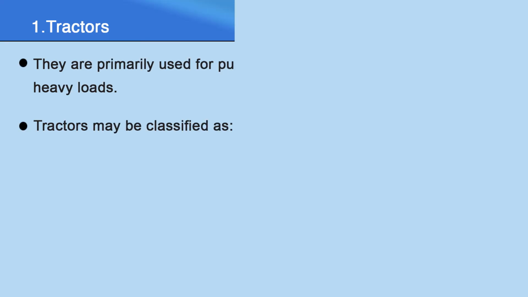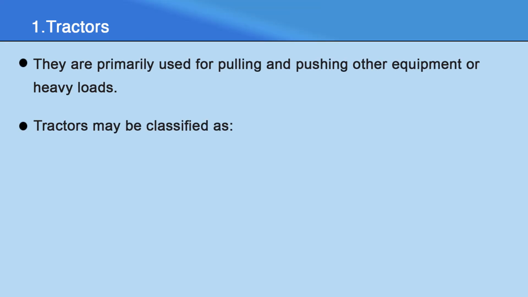Third, hauling. The excavated material is then transported to the designated dumping locations. And the fourth being dumping and finishing. The final step involves dumping the hauled material at the designated locations. Now, we are going to discuss some important earthwork equipments, starting with tractors.